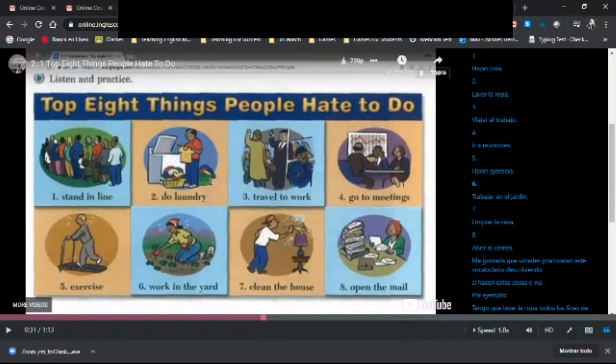Okay, so stand in line. So the question here would be present continuous, simple future, simple past, and simple present, okay? So let's do the question for present continuous. What is the general question for present continuous?